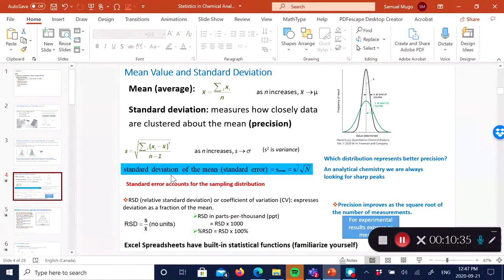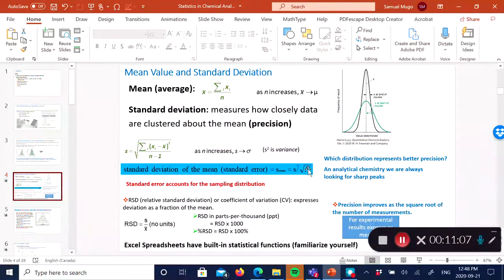Now, standard deviation is used to calculate precision, and so you can use the absolute standard deviation, but another way of quantifying precision, very similar to absolute standard deviation, is where you use a so-called standard deviation of the mean, sometimes called the standard error. And so the standard error is calculated as the absolute standard deviation divided by the root of n, and n of course is the number of repeats of the measurement.